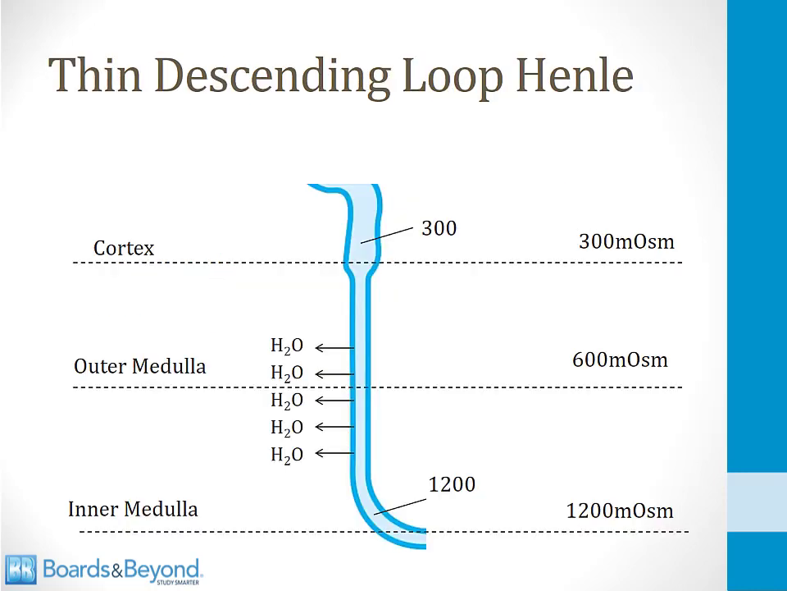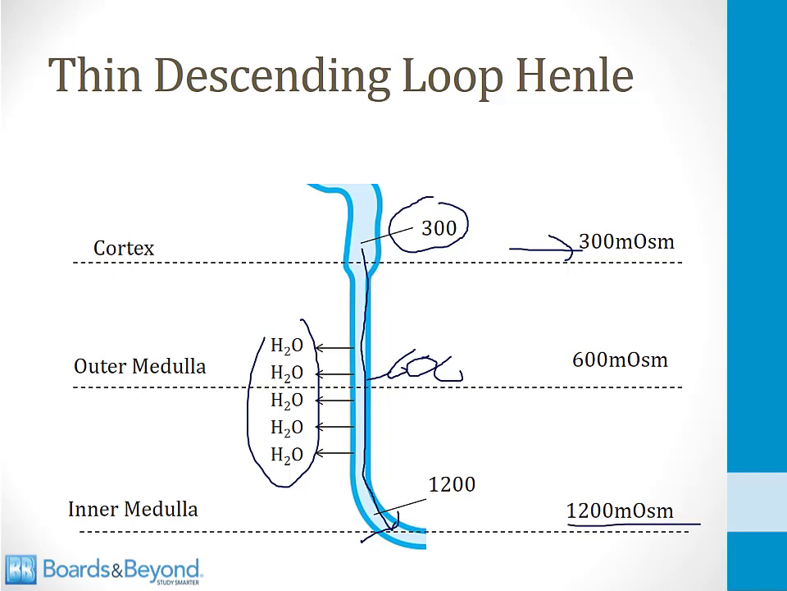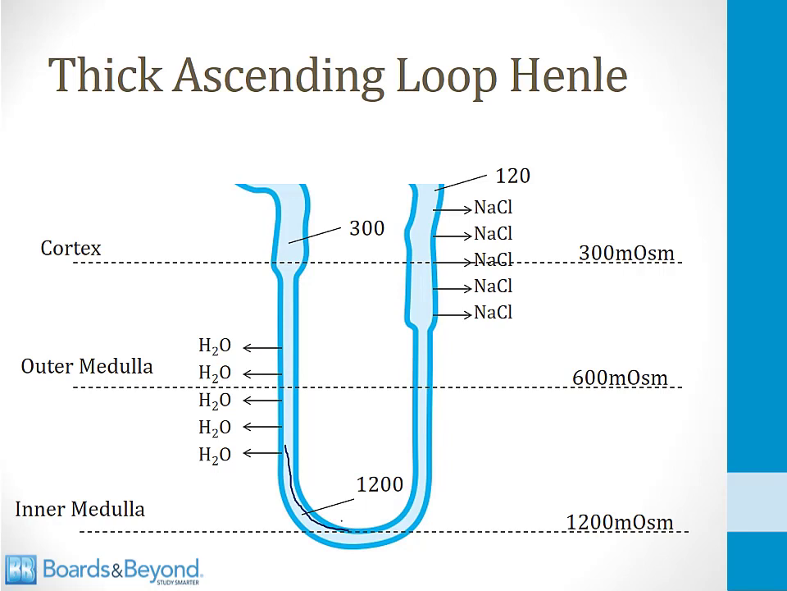So I'll go through this once again just to make this very clear. Fluid leaving the proximal tubule has an osmolarity of about 300. It's in equilibrium with the cortex of the kidneys. Then as fluid moves down into the loop of Henle, water is removed, drawn out by those high osmolar gradients made by sodium chloride and urea, so that the tubular fluid reaches an osmolarity of 600 when it's in the outer medulla, and then when it gets down to the inner medulla, that fluid is very concentrated, as high as 1200.